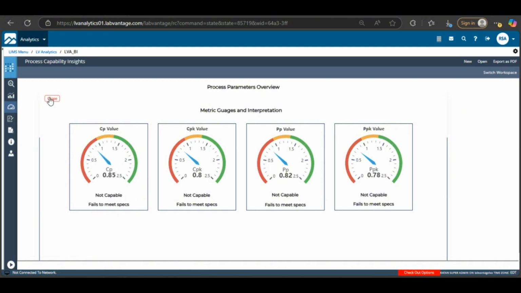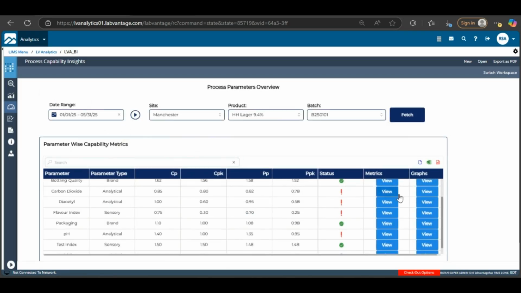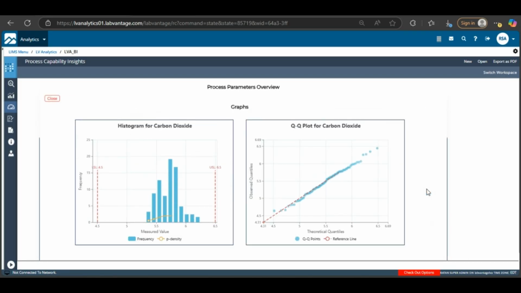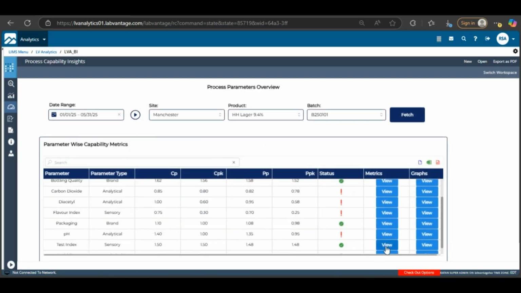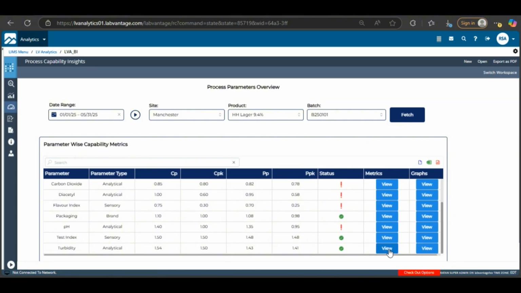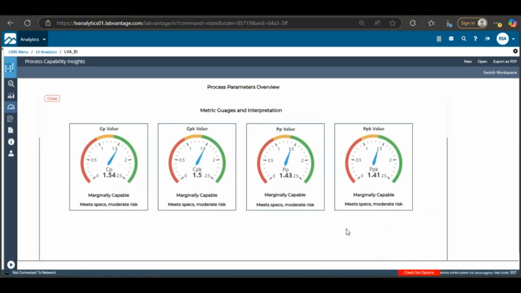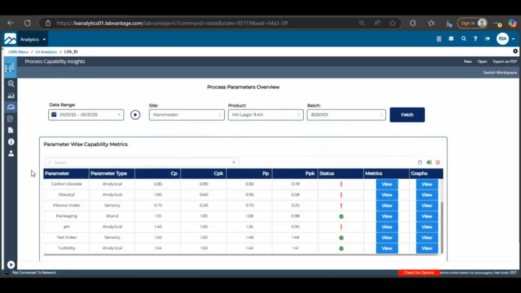We also explore the distribution of each parameter using visual tools like frequency histograms, p-density plots, and QQ plots. These help us assess the shape and behavior of the data more intuitively. This insight is valuable as it gives your teams the ability to quantify process robustness, flag at-risk parameters, and make targeted adjustments to manufacturing settings. This not only helps improve yield, but also reduces waste and rejects, ultimately leading to more reliable product quality.